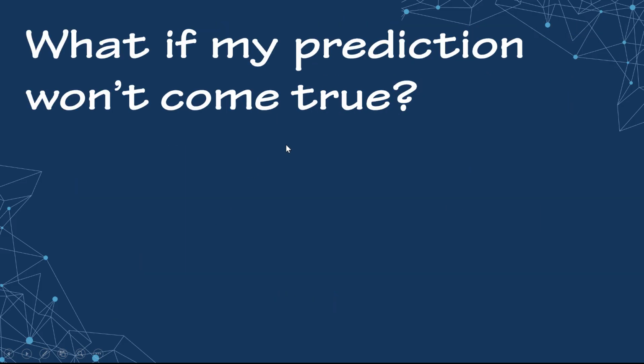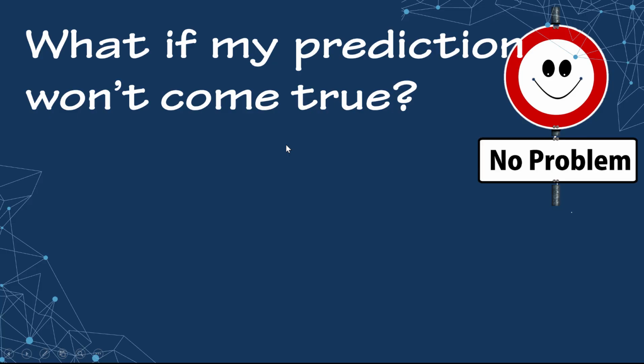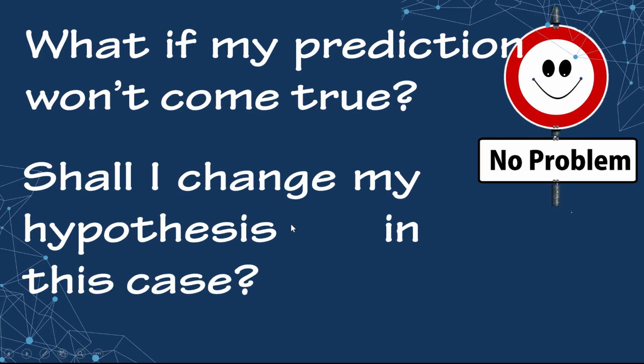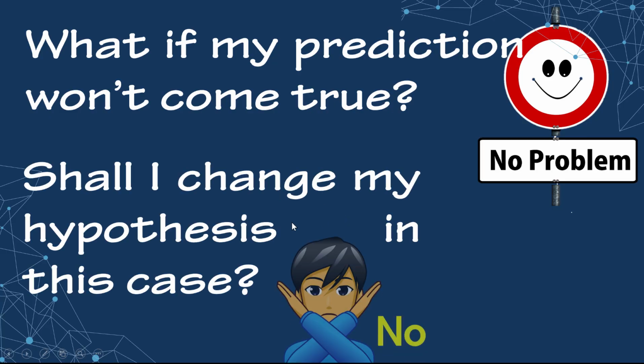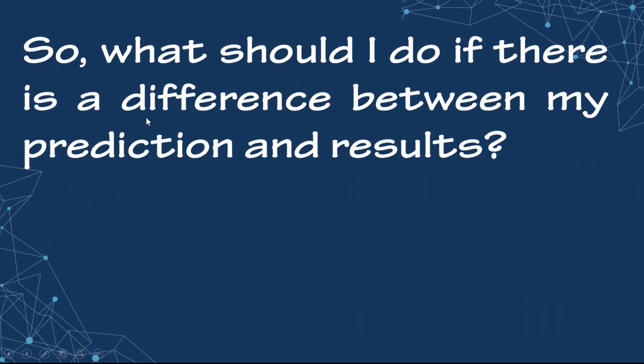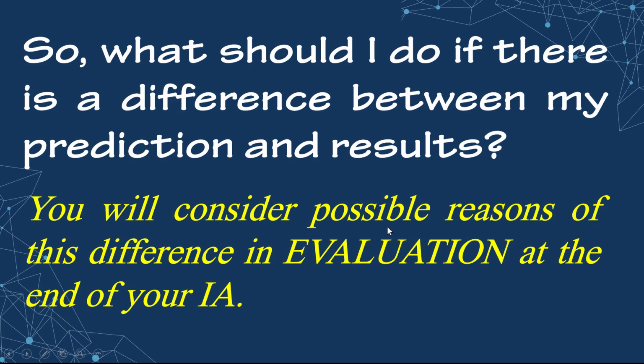What if my prediction won't come true? No problem. Shall I change my hypothesis in this case? Of course not. So what should I do if there is a difference between my prediction and results? Good question. You will consider possible reasons for this difference in the evaluation at the end of your IA. So keep your prediction the same as you have already made, and then consider them in evaluation. You are learning through investigation. This is the goal of IA.